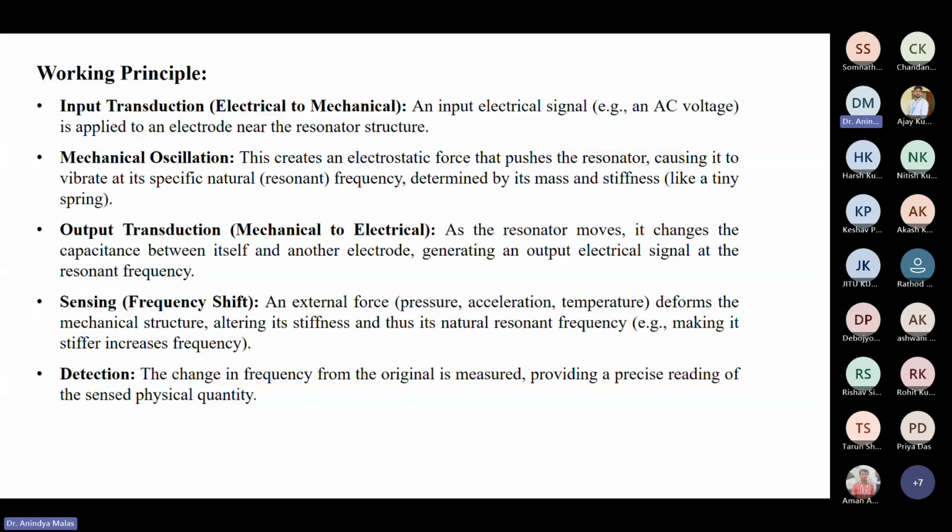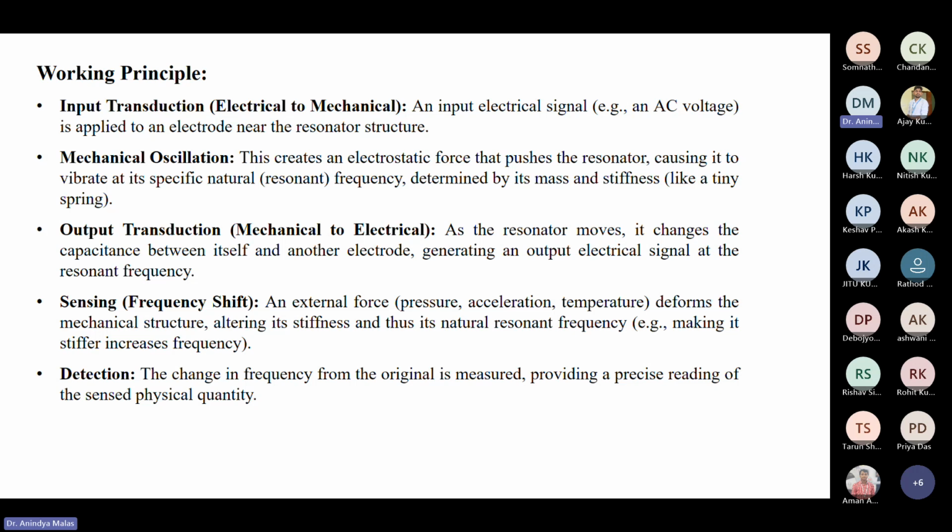As the resonator moves, it changes the capacitance between itself and another electrode. So there will be another electrode, and when the system resonates or oscillates, it changes the capacitance of the resonator and it generates some electrical signal at the resonant frequency.